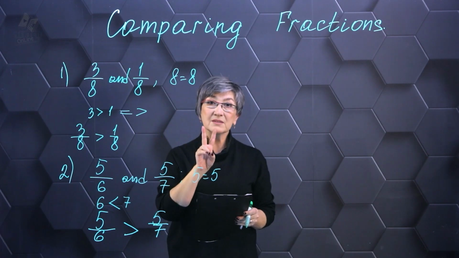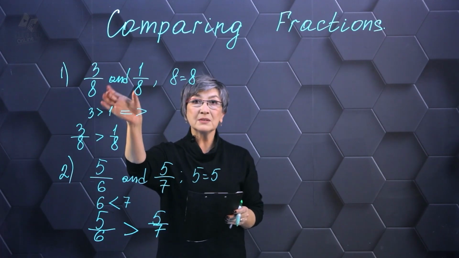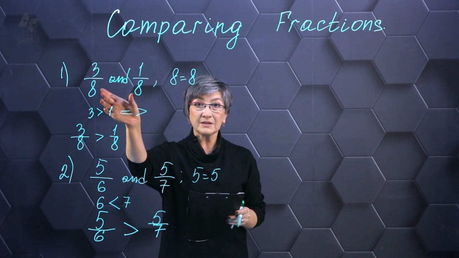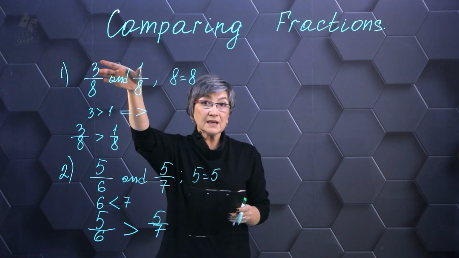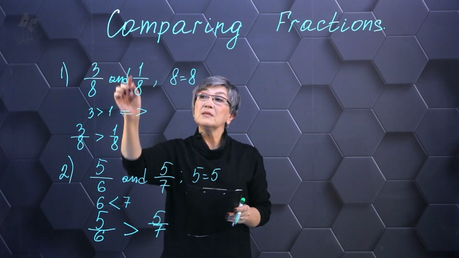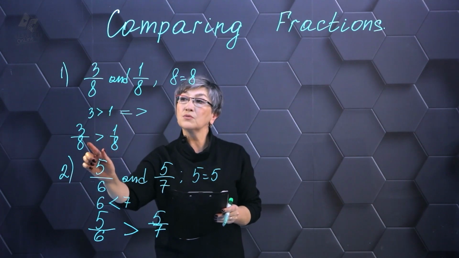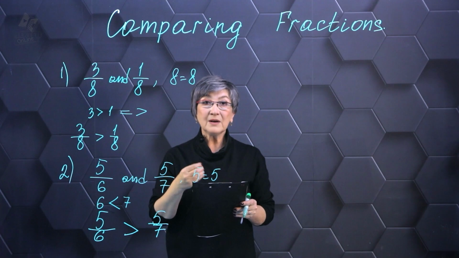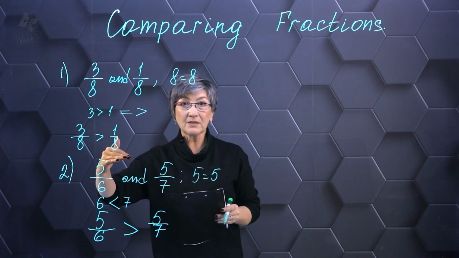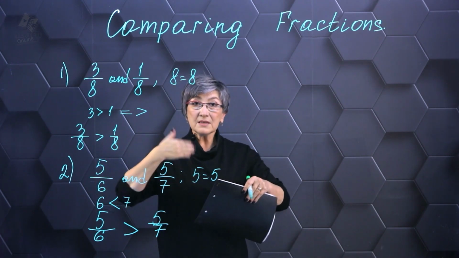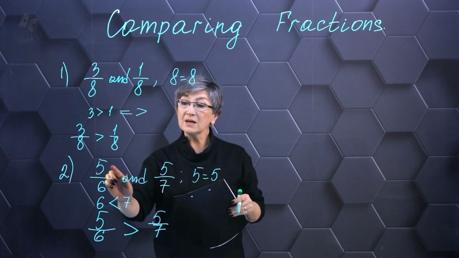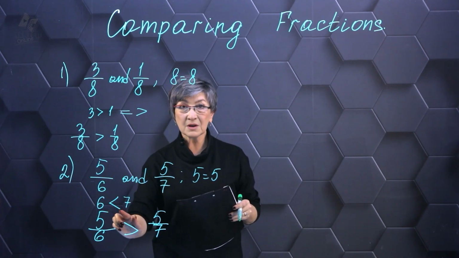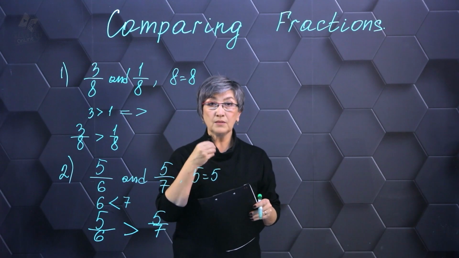So, two basic rules. Pay attention to the denominator. If the denominators are equal, we naturally compare the numerators. And the fraction I'm going to have is the fraction that has the larger numerator. When my numerators are equal, the opposite rule applies. That is, if the numerators are equal, I naturally compare the denominators and the fraction will be larger that has a smaller denominator.